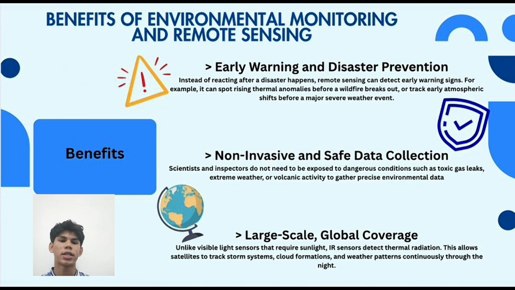Finally, we now have access to continuous large-scale global coverage. Unlike visible light sensors that depend entirely on daylight, modern satellites utilize infrared sensors to detect thermal radiation. This means we are never blind when the sun goes down, allowing us to track massive storm systems, cloud formations, and changing weather patterns uninterrupted through the night. Together, these tools redefine how we protect, understand, and sustain our world.